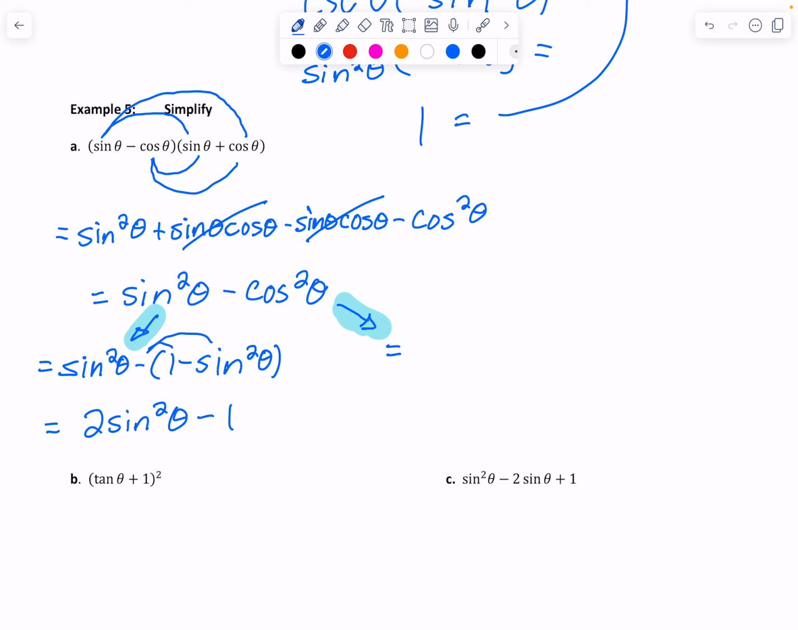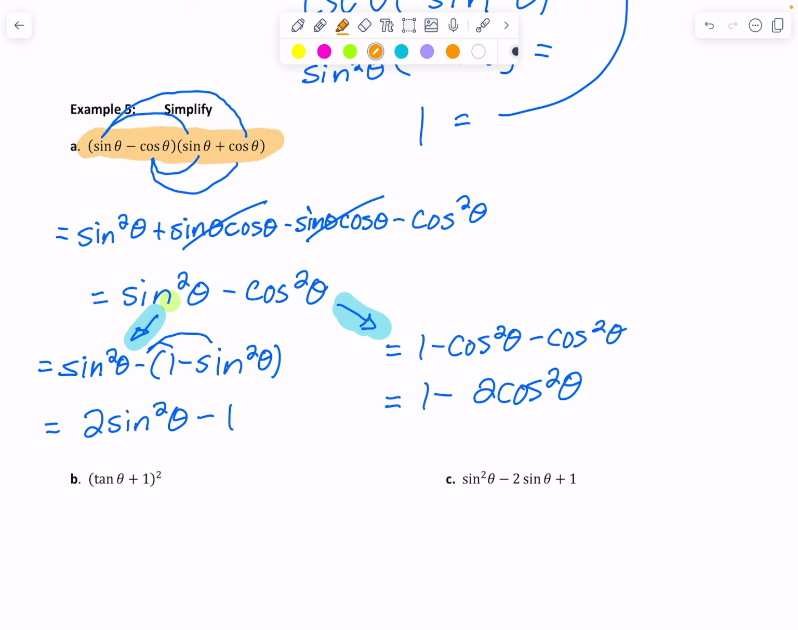So this could be 1 minus cosine squared theta minus cosine squared theta. What I did there was I replaced sine squared theta with 1 minus cosine squared theta. All right, so I just took the other out, and then this is going to be 1 minus 2 cosine squared theta. We're going to work with these quite a bit in another couple sections, but we have that this has two answers. Okay, so this is equal to this, 2 sine squared theta minus 1.